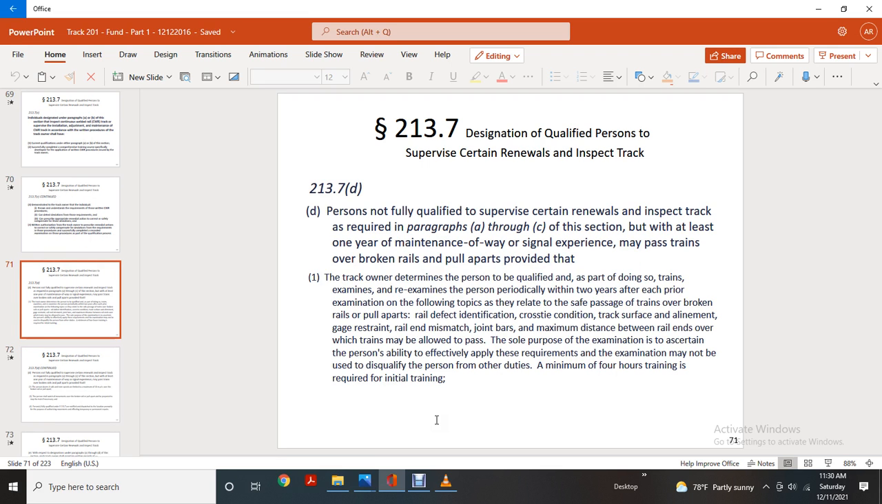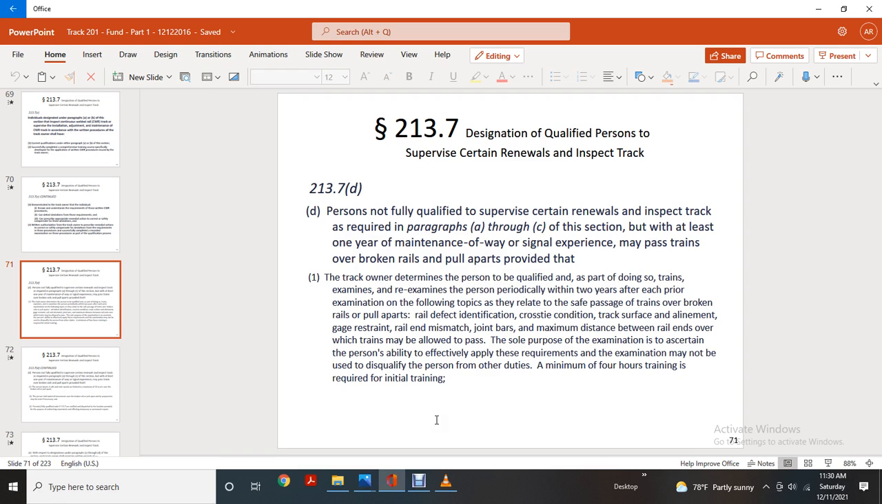213.7(d): A person who does not qualify to supervise the renewal or inspection of track under paragraphs (a) through (c) of this section, but who has at least one year of maintenance-of-way or signal experience, may pass trains over broken rails or pulled-apart rail, provided that the track owner has qualified the person in doing so through training.